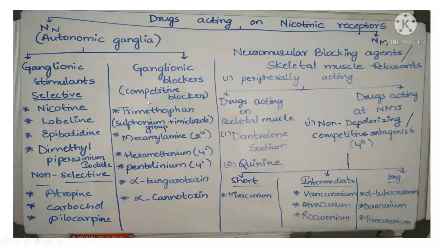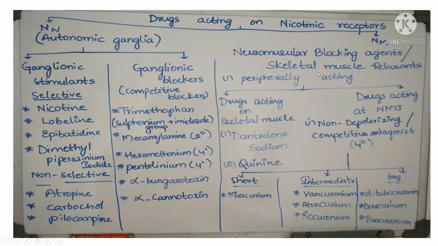And then we come to non-selective stimulants: acetylcholine, carbachol, pilocarpine. We have seen that acetylcholine and carbachol act on both muscarinic and nicotinic receptors, whereas methacholine and bethanechol act only on muscarinic receptors. And ganglionic blockers, competitive blockers: trimethaphan, which consists of a sulfonium group plus an imidazole ring, and mecamylamine, which is a secondary amine, hexamethonium, quaternary, pentolinium, quaternary, alpha-bungarotoxin and alpha-conotoxin. All these drugs come under ganglionic blockers.